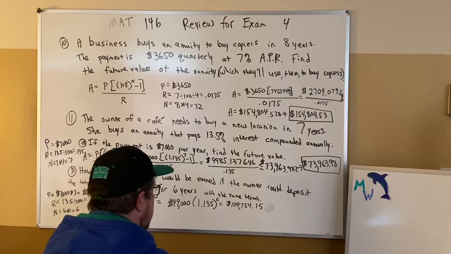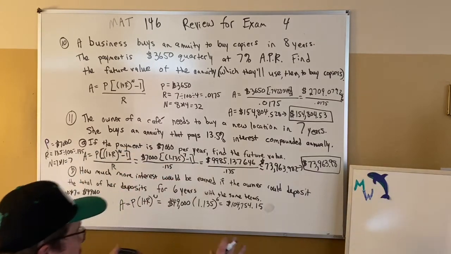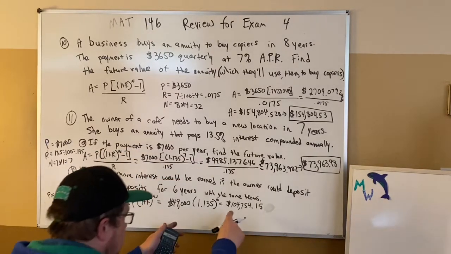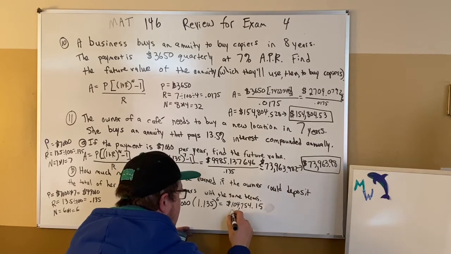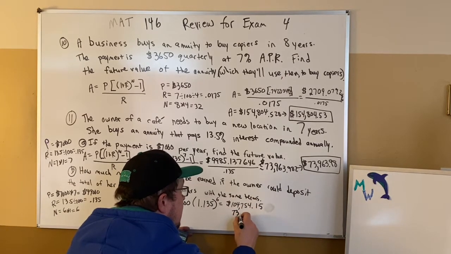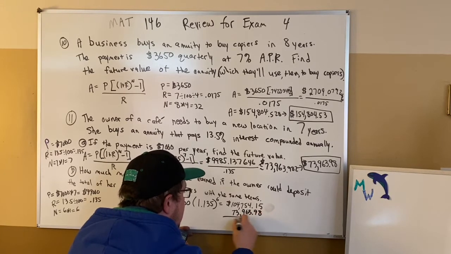Now the answer to part B is not that amount. It didn't say do this other one and get me a number. It said find the difference between this number and that number. So we're going to come here and we're going to subtract the 73,963.98.